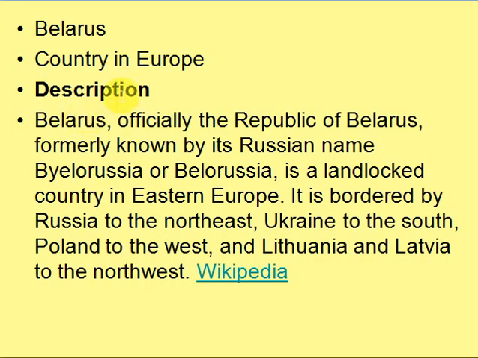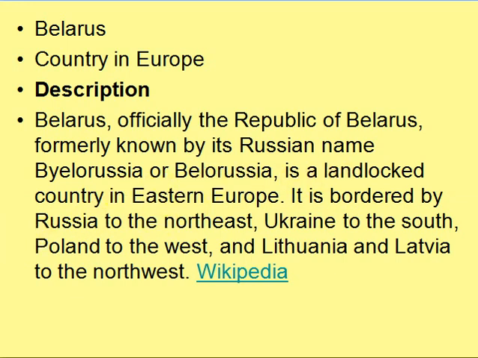So Belarus, a country in Europe. Belarus, officially the Republic of Belarus, formerly known by its Russian name Belarusia, is a landlocked country in Eastern Europe. It is bordered by Russia to the northeast, Ukraine to the south, Poland to the west, and Lithuania and Latvia to the northwest. So it is a country in Europe, officially the Republic of Belarus, formerly known by its Russian name, Belarusia.